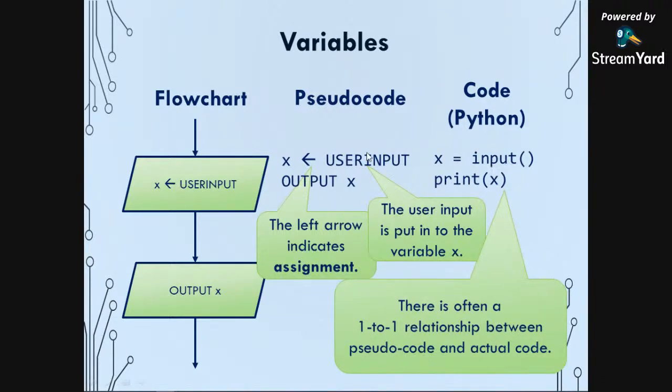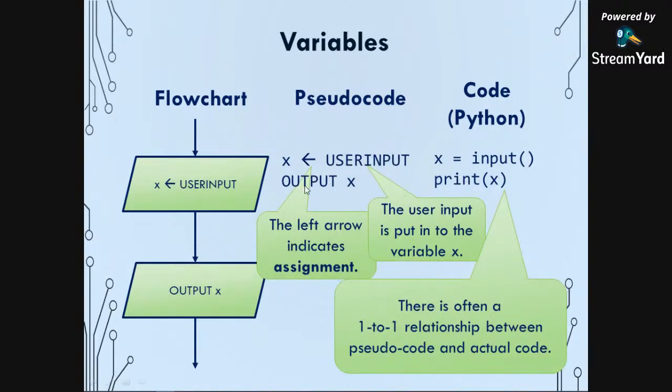And there's often a one-to-one relationship between pseudocode and actual code. So x is written the same idea twice. This equal sign is the same as this arrow. Make sure it's pointing towards the variable name, because otherwise it won't work. Okay, it might be a bit confusing. The equal sign is the same as the arrow, and this input open close brackets is the same as the words user input in pseudocode.